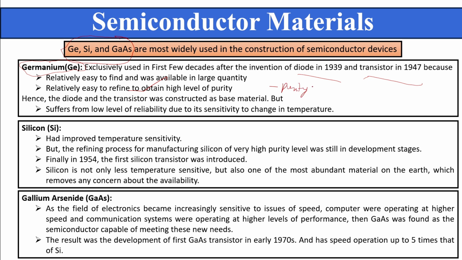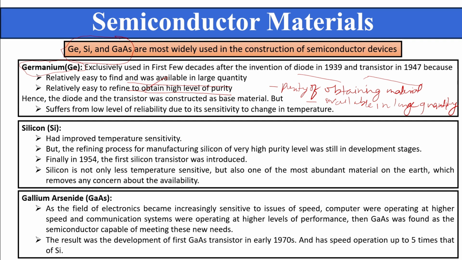That means purity of obtaining the material, and second, it was easily purified by the existing instrumentation available at that moment. Also it was available in large quantity. So this was the most widely used material in the early days.